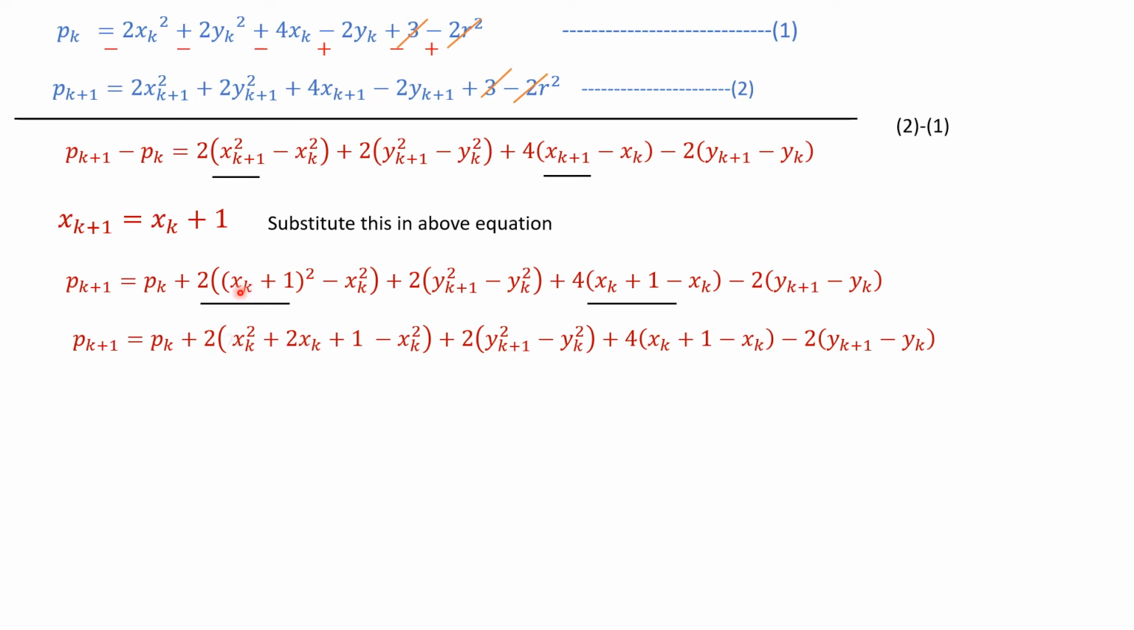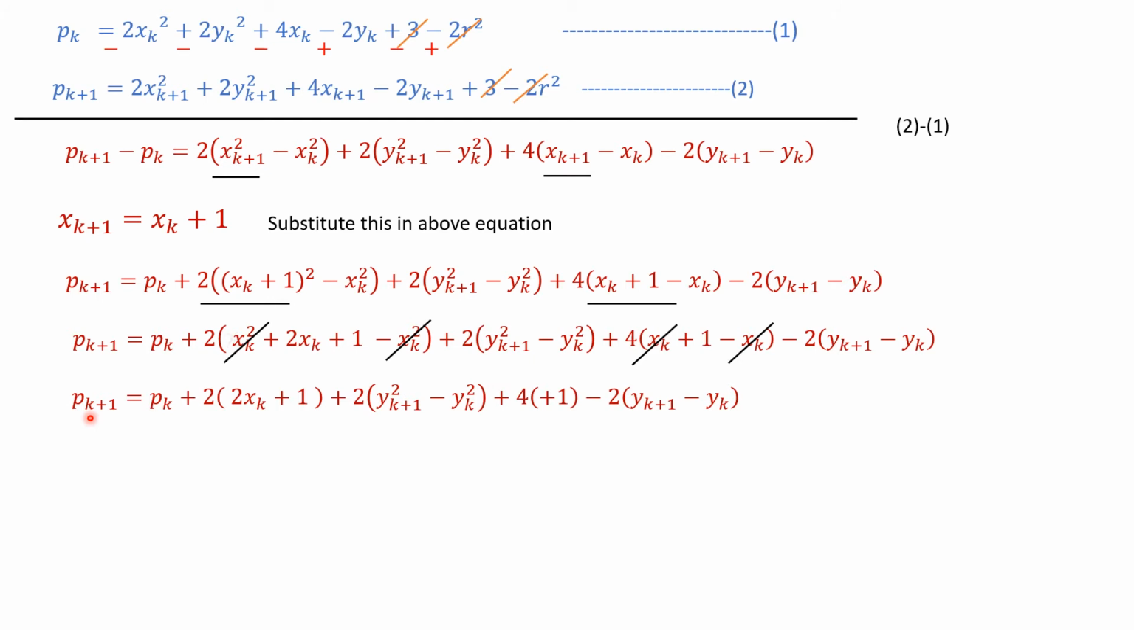Now again expand (a plus b) whole square, a square plus b square plus 2ab, and this is the term we don't have to expand over here. Now let's see what happens. Certain terms get cancelled out, xk square, xk, and the reduced equation is over here. Take 2 inside, multiply with the individual terms, and we get this value. And here 4 remains, and now this becomes the decision parameter equation. This will be used whenever the next value of y is either yk or yk minus 1, we will then further reduce the value of the next decision parameter.